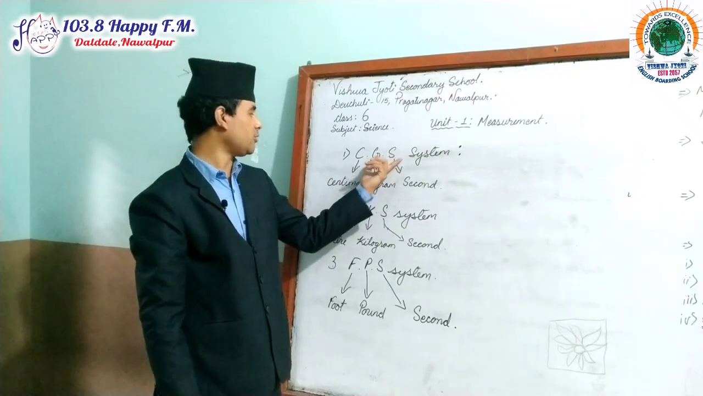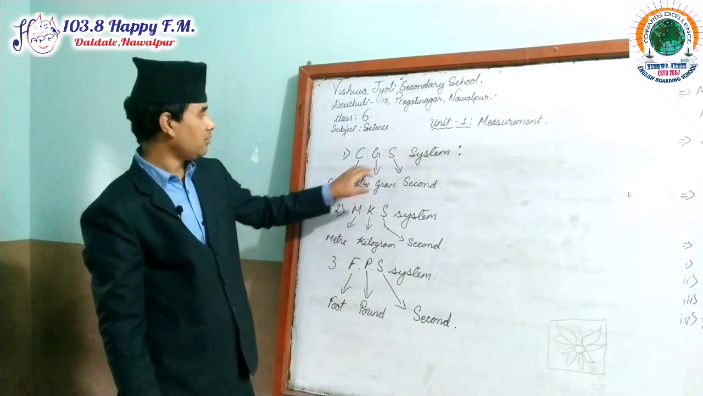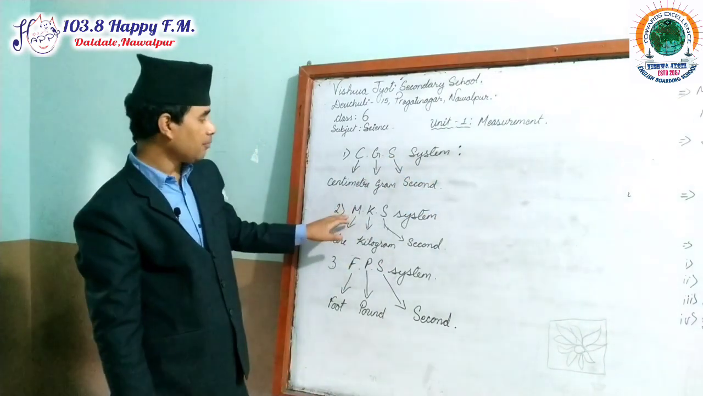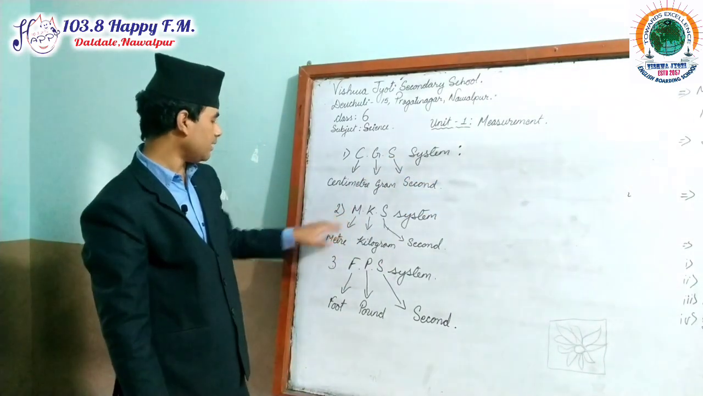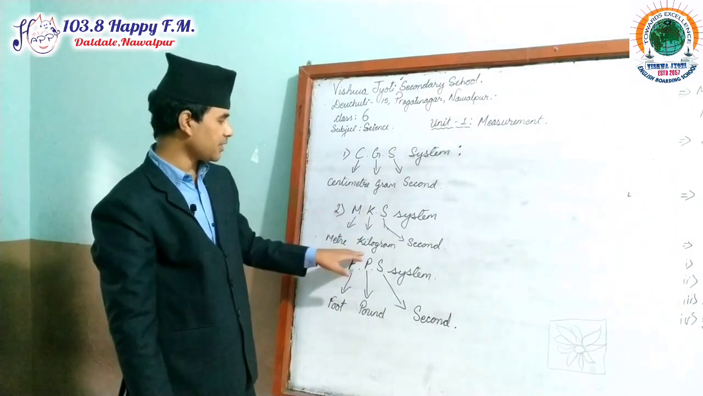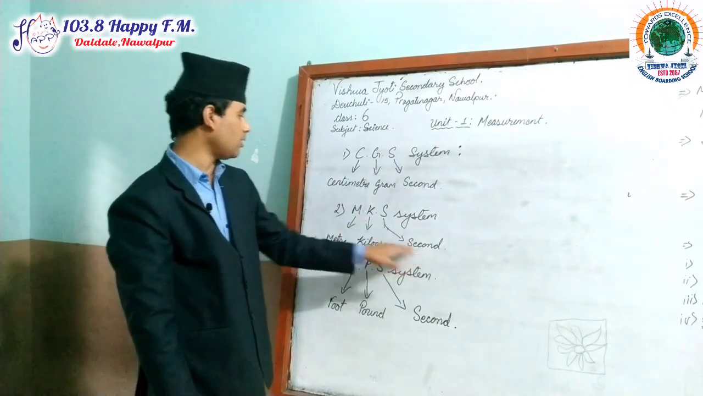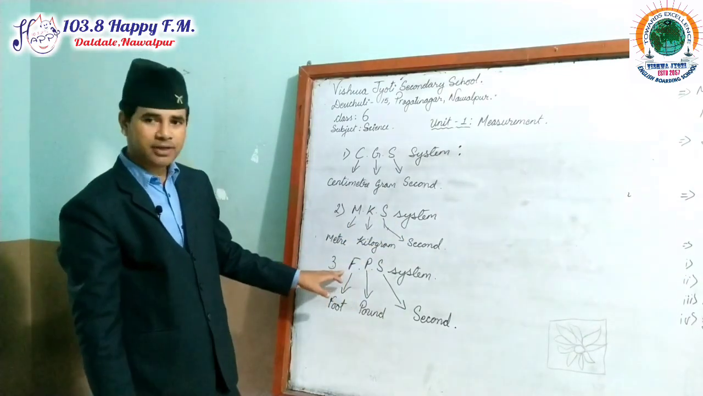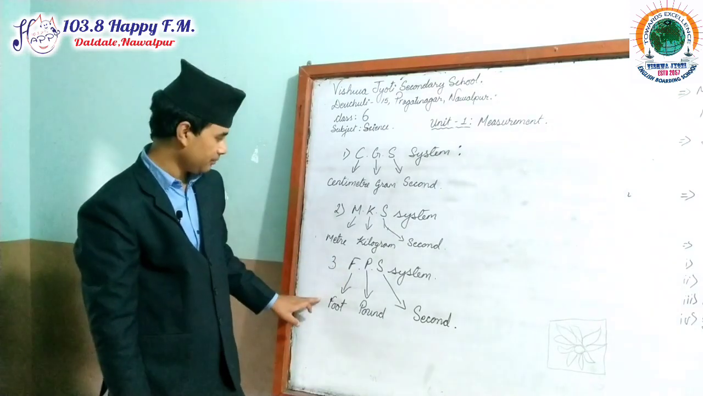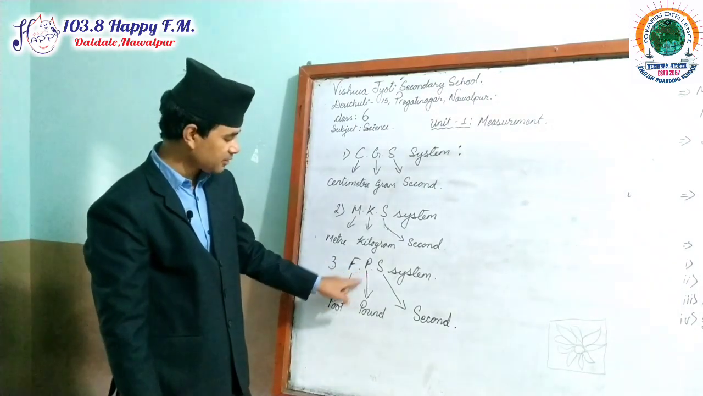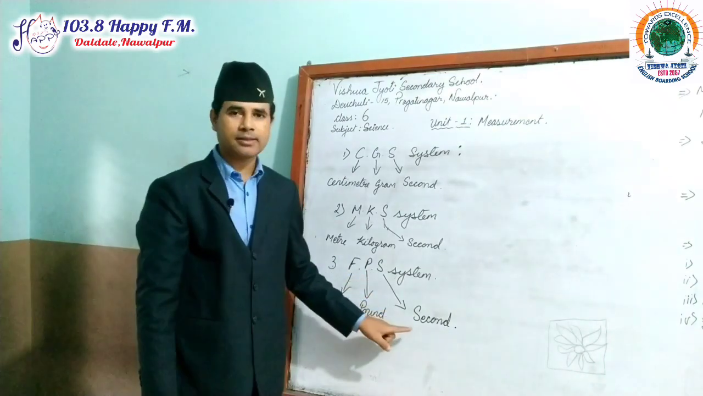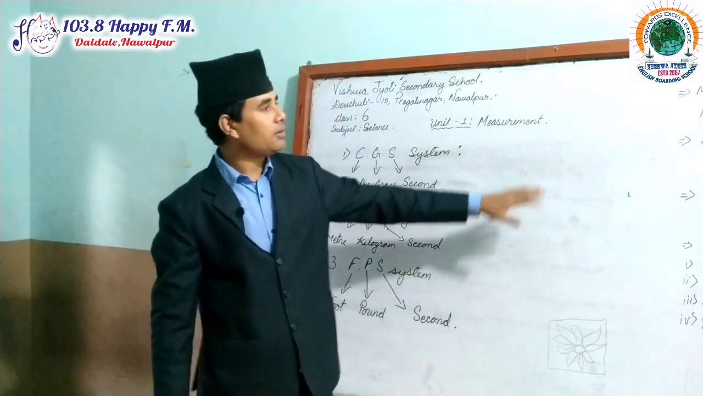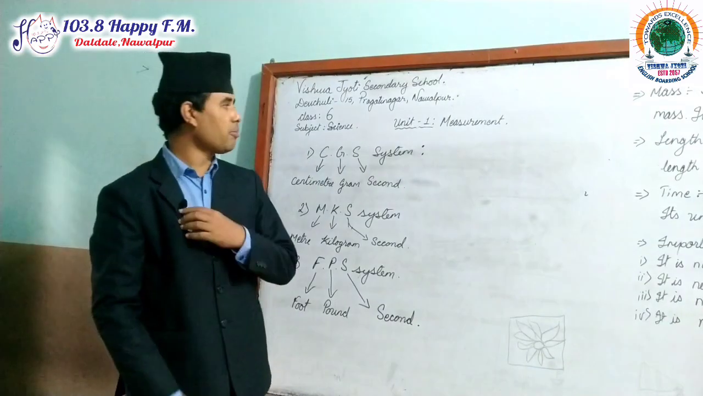Now here the process in which length is measured in centimeter, mass is measured in gram, and time is measured in second is called CGS system. MKS system means the process in which length is measured in meter, mass is measured in kilogram, and time is measured in second. Similarly, FPS system, the last one. In FPS system, length is measured in foot, mass is measured in pound, and time is measured in second. These are the basic things, students, and whatever I have taught today, please try to remember all the things.